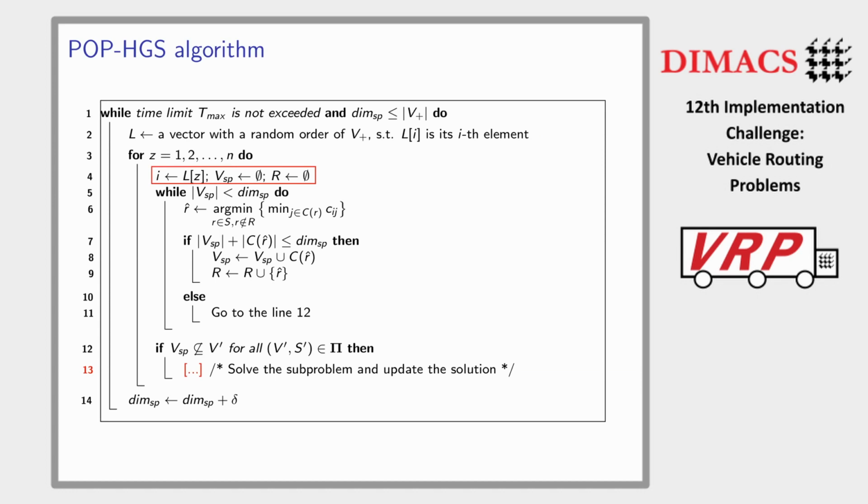So we sweep all these seeds, and for each iteration, we use the customer I to build the sub-problem VSP, which is initially empty. In this block, we iterate to pick the closest route to the seed, which is the route having the closest customer J to the seed I, and this selected route R-hat, all the customers of this route, is included into the sub-problem VSP in line 8, only if the target dimension is respected.